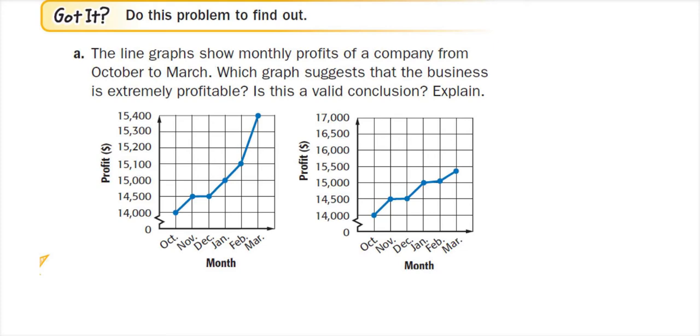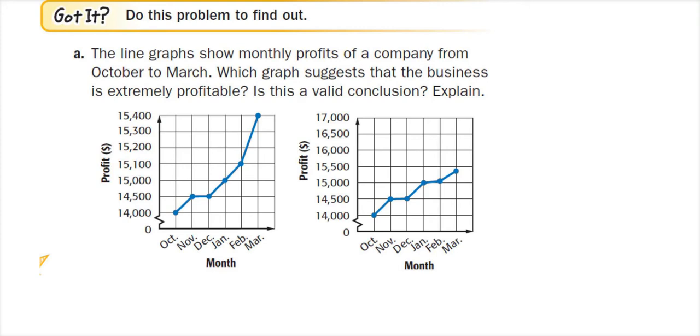It says the line graphs show monthly profits of a company from October to March. Which graph suggests that the business is extremely profitable? Is this a valid conclusion? And explain. All right, so let's take a look here. We have the first graph and the second graph. So which one looks like it would be extremely profitable? In this case, that would be graph A.